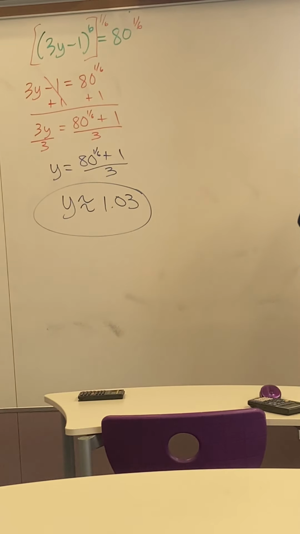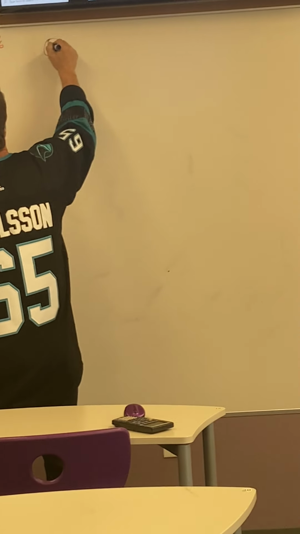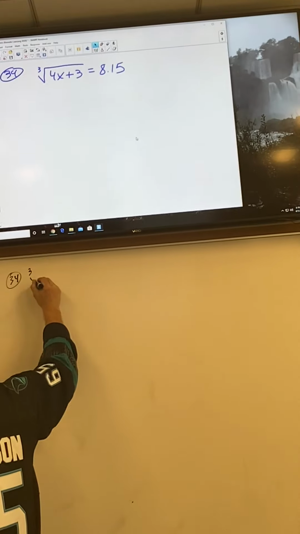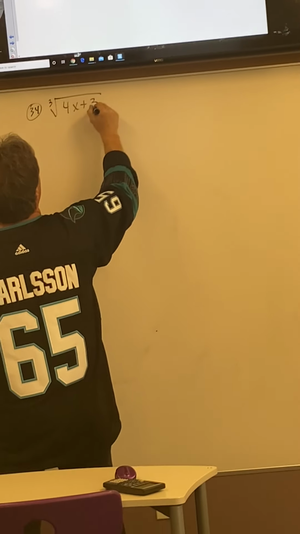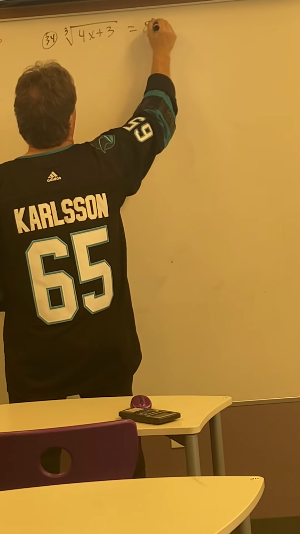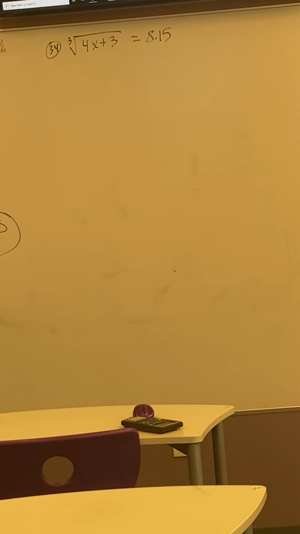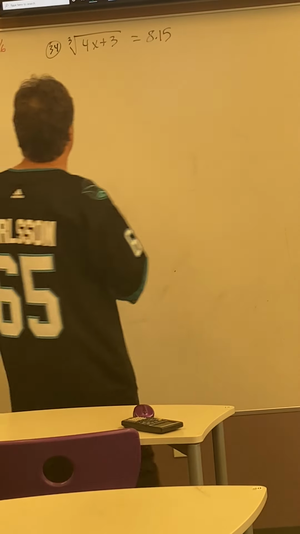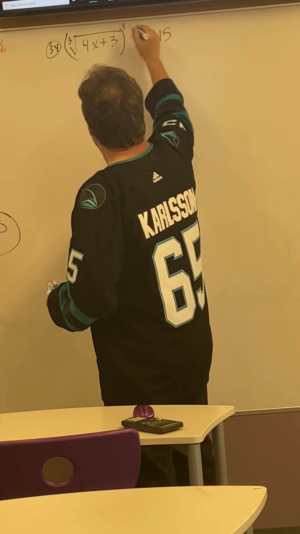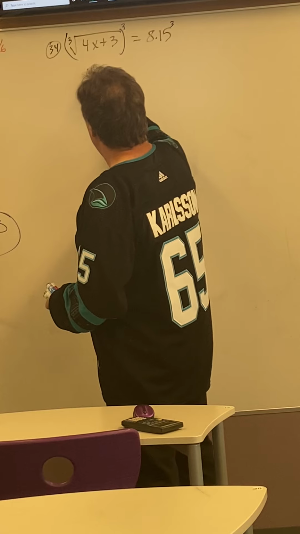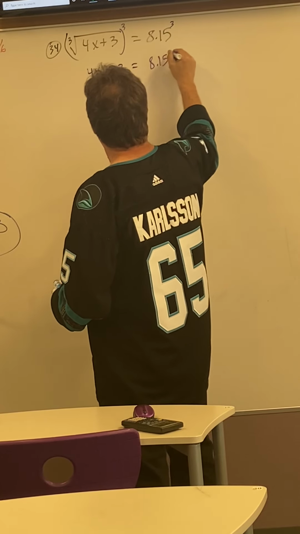Okay, this guy, 34. Cube root of 4x plus 3 equals 8.15. Actually, very similar to the problem we just did. I can get rid of this 3rd root by 3rd powering. So look, 3rd power, 4x plus 3 equals 8.15 to the third power.